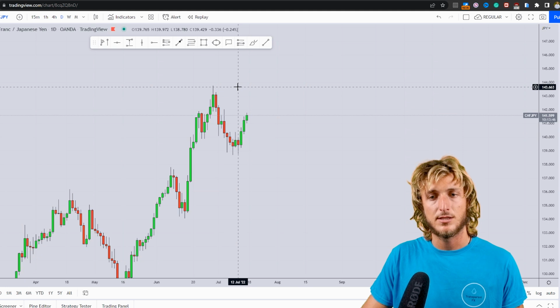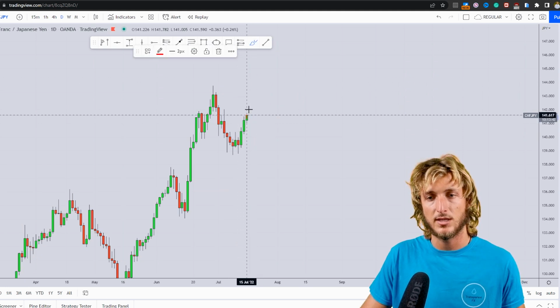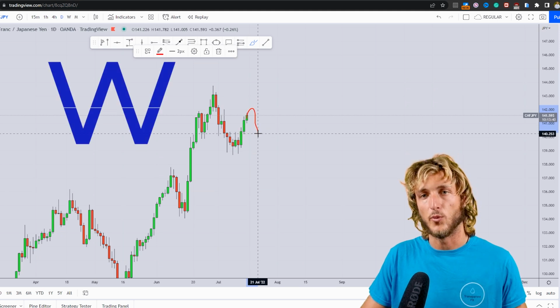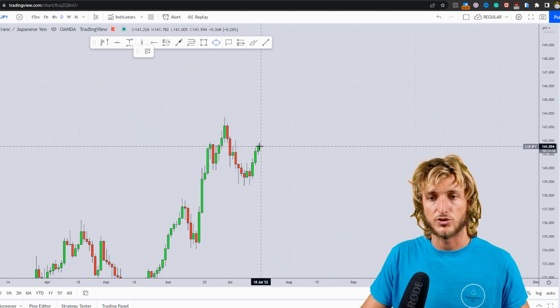So we have the CHF, which is weakening, and the JPY, which is getting stronger, which is exactly what we need if we are to complete this W formation at the neckline. So how we could be approaching this potential shorting opportunity.